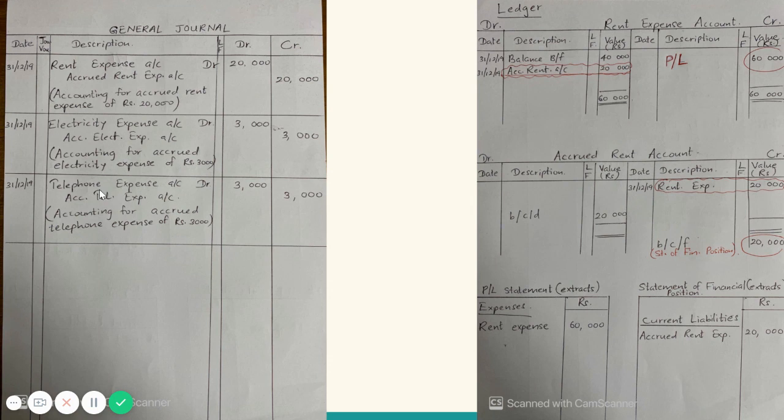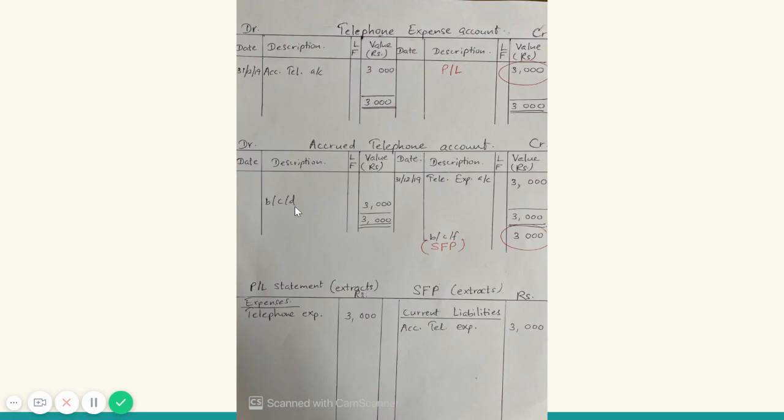Therefore, we are going to open up a new account called telephone expense, and debiting here, we are going to open up a new expense account called electricity expense account, and we are debiting the full amount. And crediting here the relevant accrued electricity expense account and here accrued telephone expense account, two new accounts. And the double entry will be shown like that, and the ledger accounts will be like this.